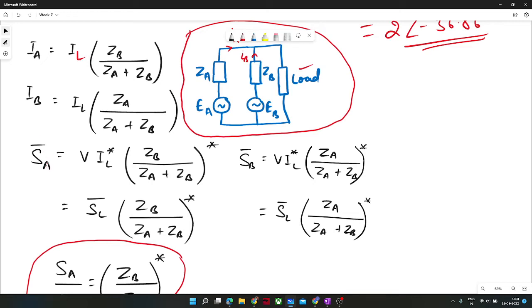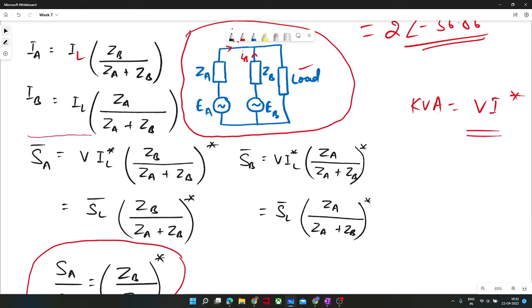You see, here I did IB in terms of IL, IA in terms of load current. If you try to find the KVA rating of SA, or how much power is catered by transformer A, that should be multiplied. What is the formula of KVA or apparent power? V into IL conjugate, VI conjugate. Apparent power is VI conjugate, complex power. In synchronous machines also we have seen this.